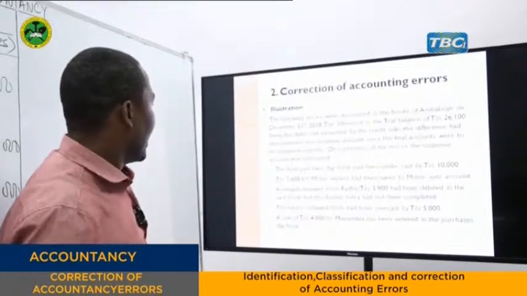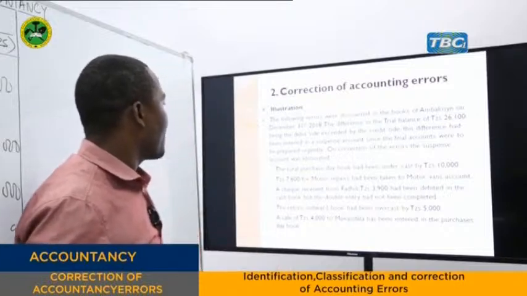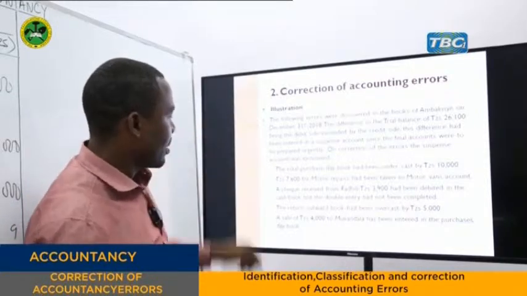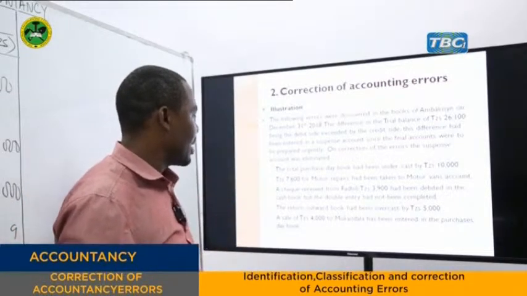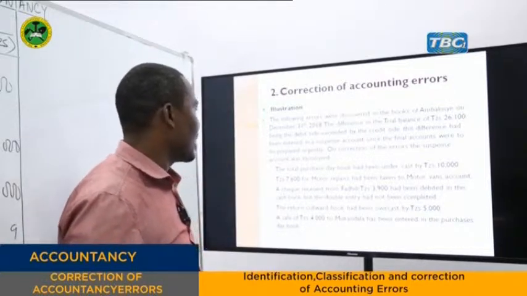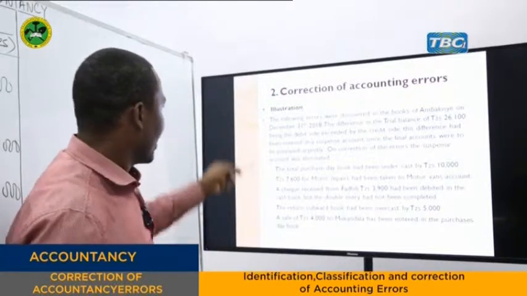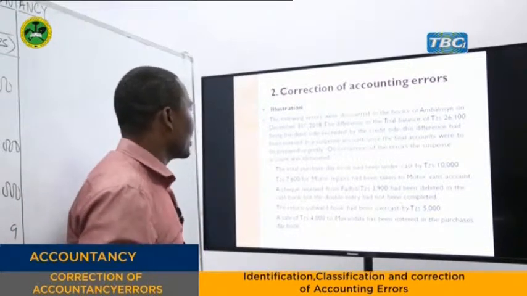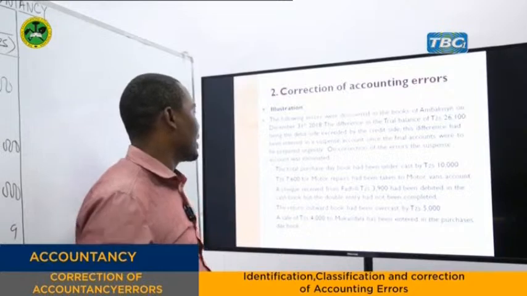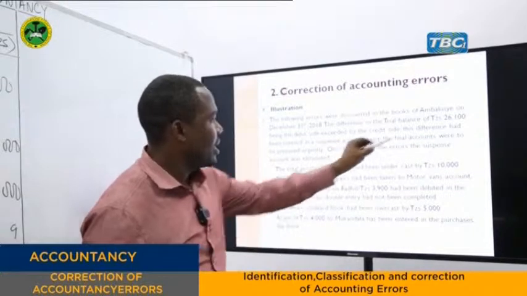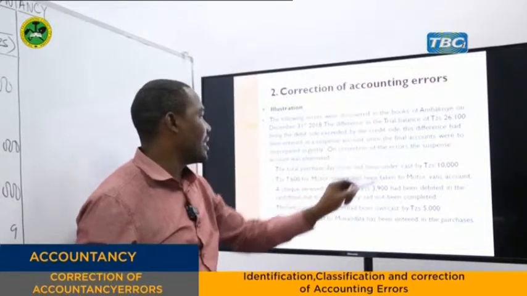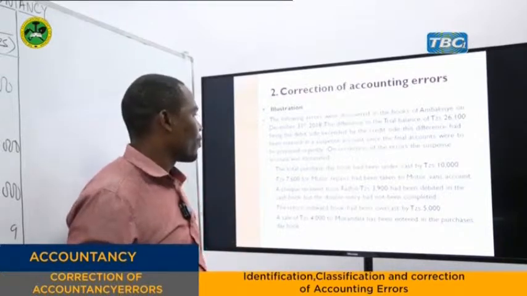Let us see now a comprehensive illustration that will take us through both errors that do not affect the agreement of trial balance and errors that affect the agreement of trial balance. We are given this question. The following errors were discovered in the books of Wambakisye on December 31st, 2018. The difference in the trial balance of TZS 26,100 being the debit side exceeded by credit side. So the debit side was exceeded by credit side.